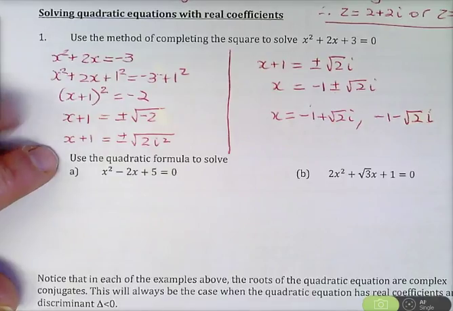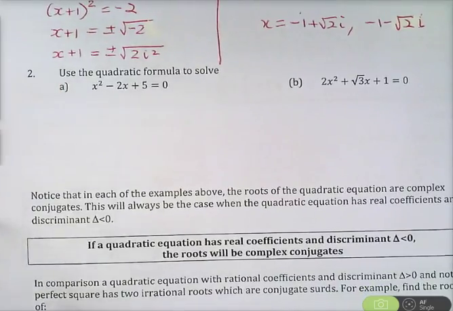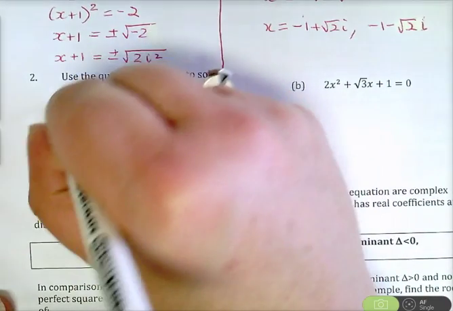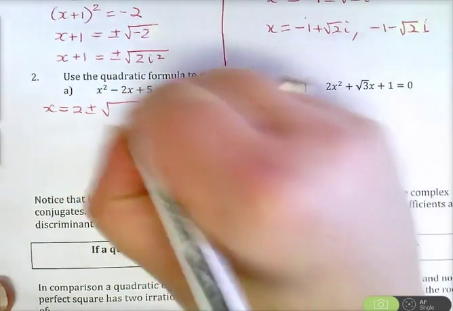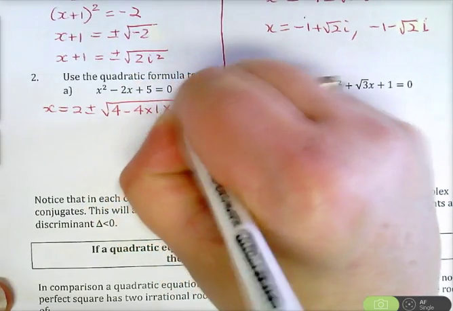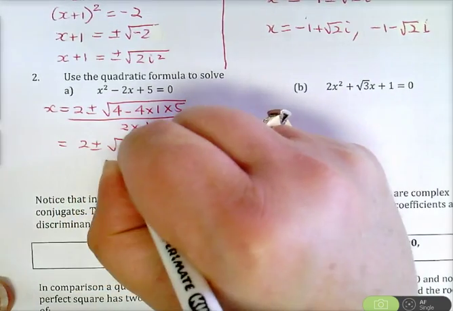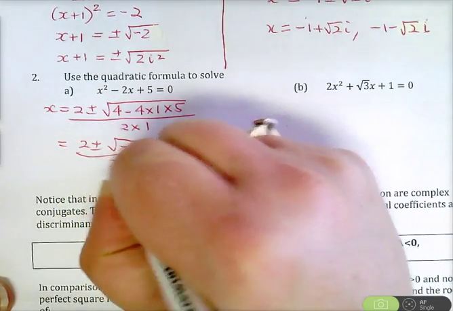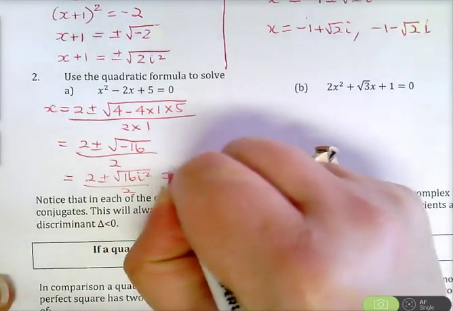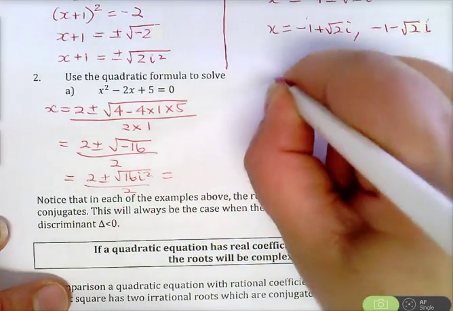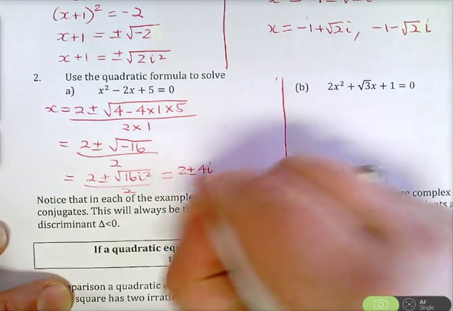Okay, so we can use completing the square to solve quadratic equations, or we can use the quadratic formula. So I'm just going to do these both with the quadratic formula. The quadratic formula is x is negative b, which is 2, plus or minus the square root of b squared, which is 4, minus 4 times 1 times 5, over 2 times 1. So it's 2 plus or minus the square root of 4 minus 20, which is negative 16, over 2, which is 2 plus or minus the square root of 16i squared over 2.